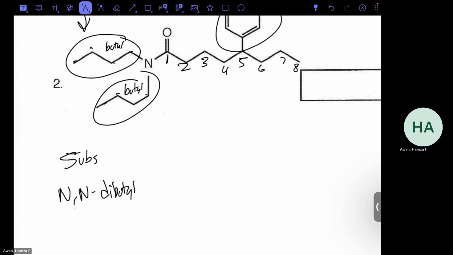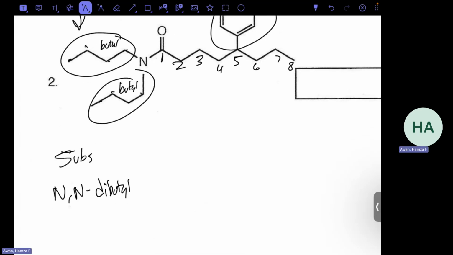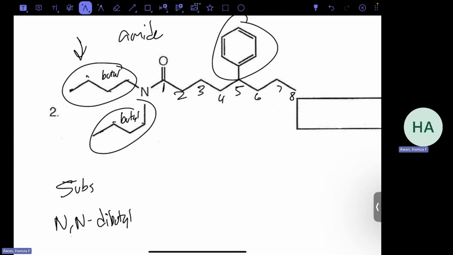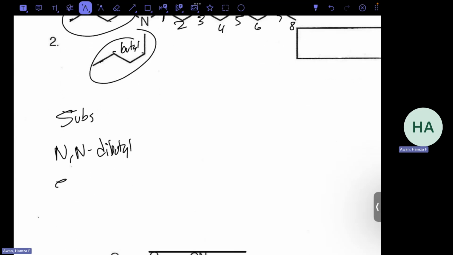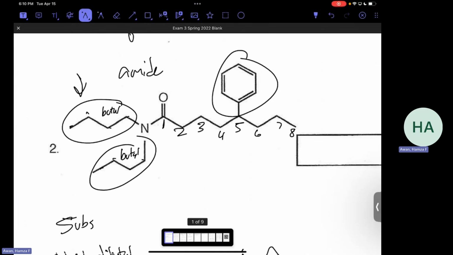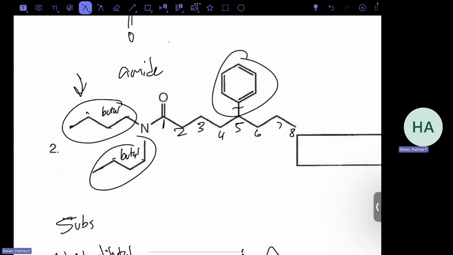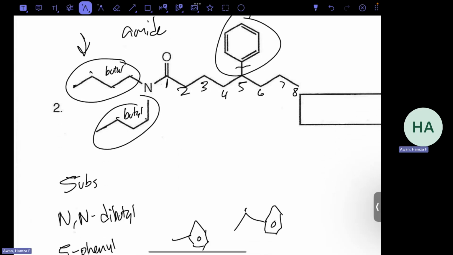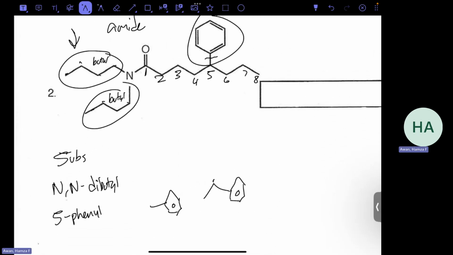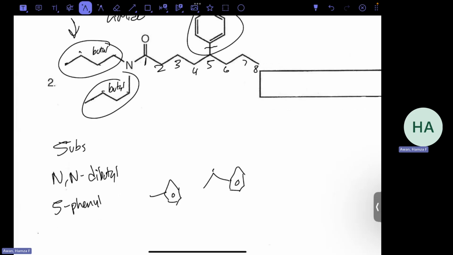And then we also have the other substituent. So on number 5, we have a phenyl group. So 5-phenyl. Remember that the phenyl is just the benzene group, right, like this. And the benzyl group is the one with the CH2 between it. Because this just has the benzene group right here, we're just going to call it a phenyl, right? And then that's everything that we need in terms of substituents.